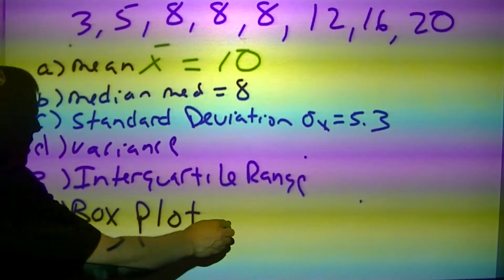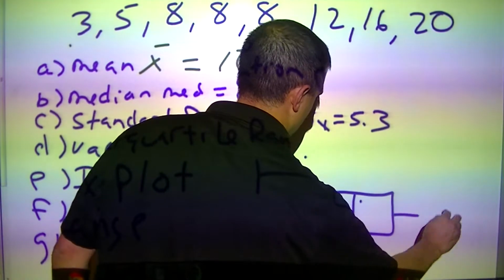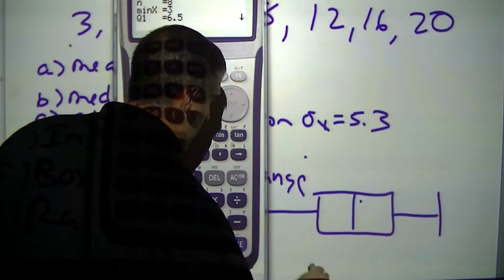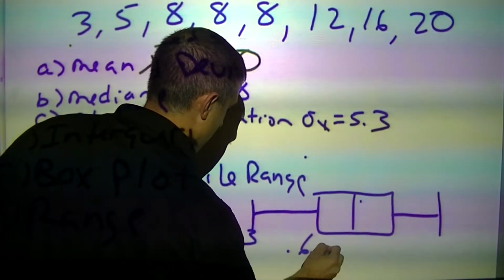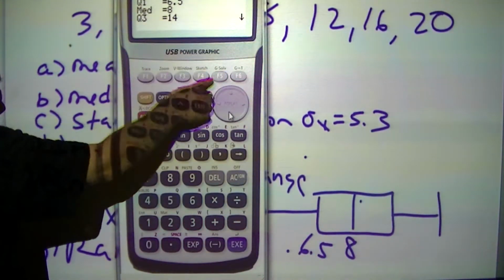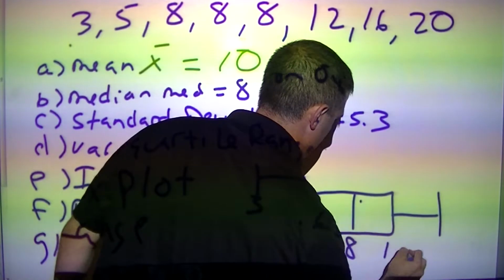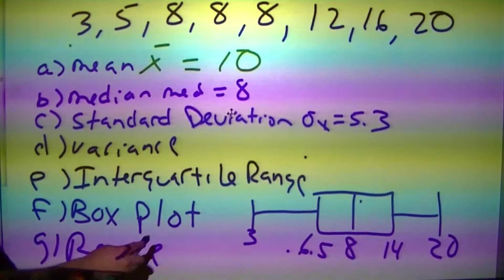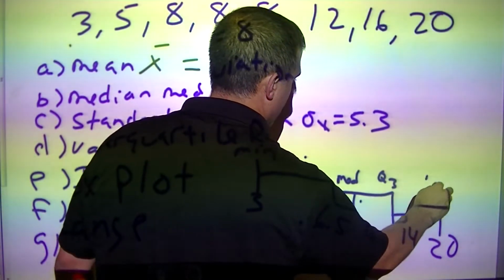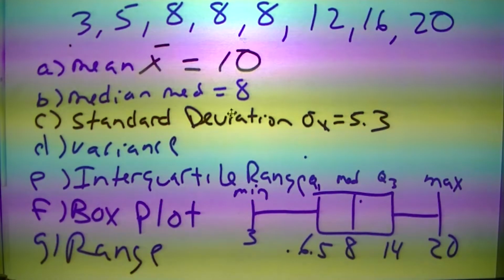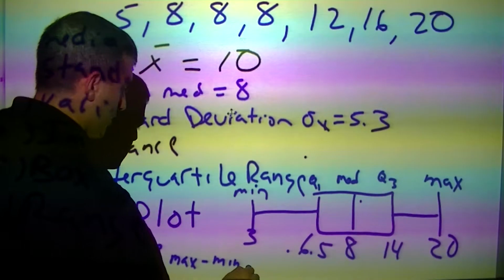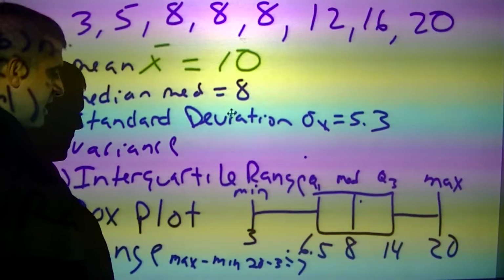Okay. Now to make the box plot, we go ahead and we use this information. So 3 and 6.5. The median was 8. Okay. Q3 is 14, max is 20. Okay, so that lays out, so this is the min, this is Q1, the median, Q3, the max. Okay, so to find this other data, the range is the max minus the min. So that's 20 minus 3, which is 17.